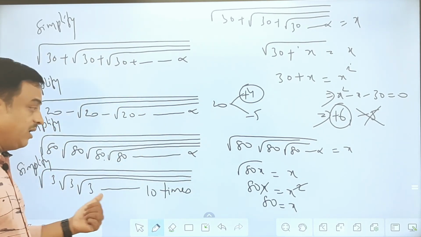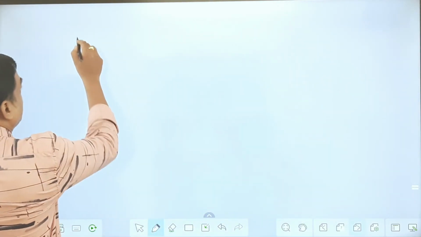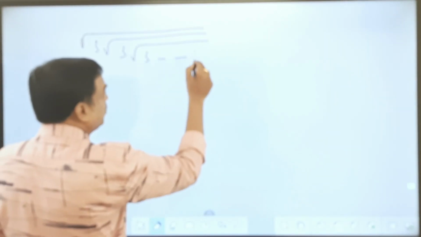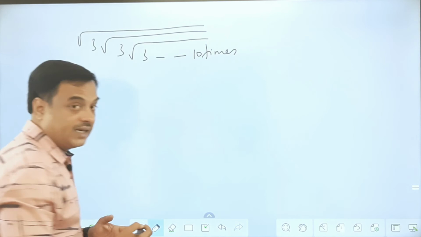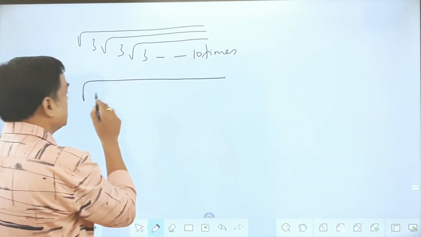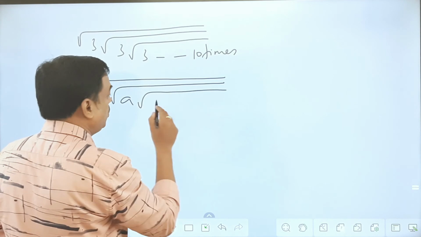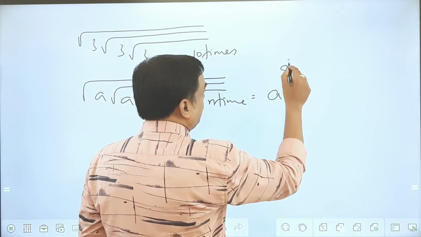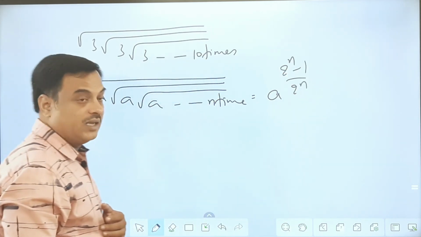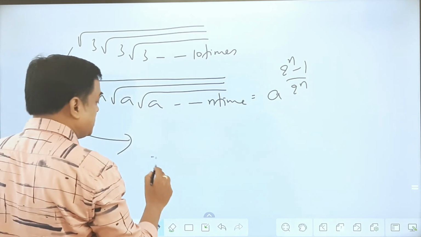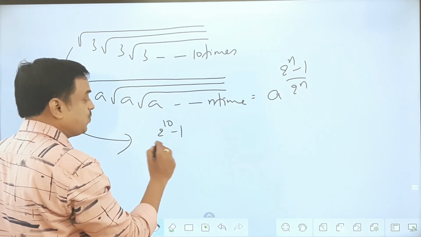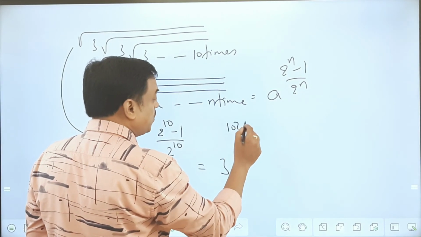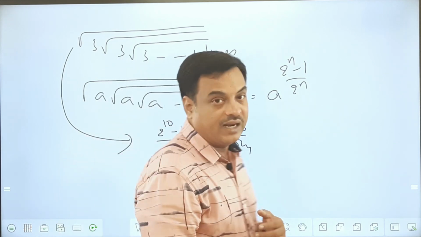The next one, for this I'll take a direct point. The question is root 3, root 3, root 3, so on up to 10 times. If you have something like root a, root a, so on up to n times, then the answer is a to the power of (2 power n minus 1) by 2 power n. Using that as a reference, my final answer is 3 to the power of (2 power 10 minus 1) by 2 power 10, which is ultimately 3 to the power of 1023 by 1024.